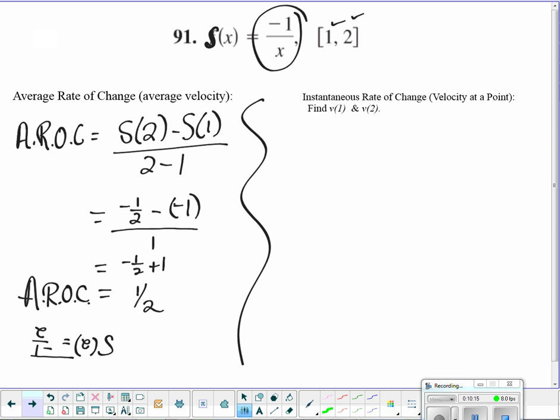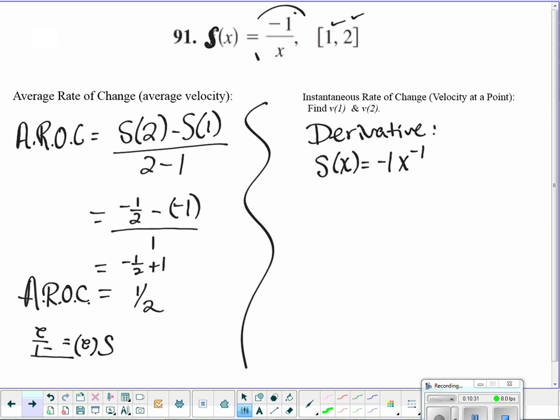Instantaneous rate of change asks us to find the derivative, basically. So the derivative of the function, s of x is equal to -1 x to the -1 if we want to rewrite this function. Take the derivative, s prime of x is equal to -1, the power comes down, multiplies by the -1, and then I reduce the power by 1. It's the power rule, right? -1 times -1 is 1, and I get x to the -2. So therefore, s prime of x is equal to 1 over x squared.